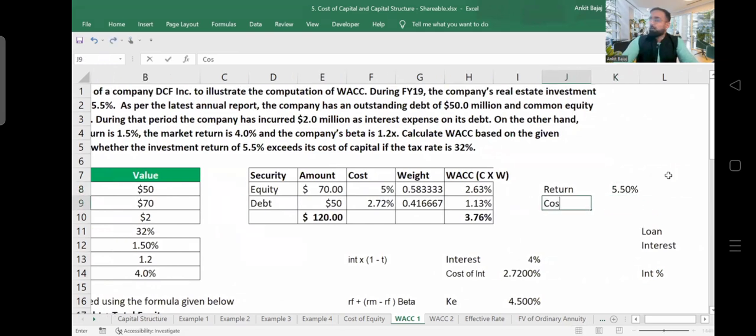And what is the overall cost of the company? Overall cost of company is 3.76 percent. It means the company is earning a return of 5.5 percent and the cost is 3.76 percent. If I want to calculate profit, I simply take return and subtract cost. So profit is going to be 1.74 percent, right? Is it clear?